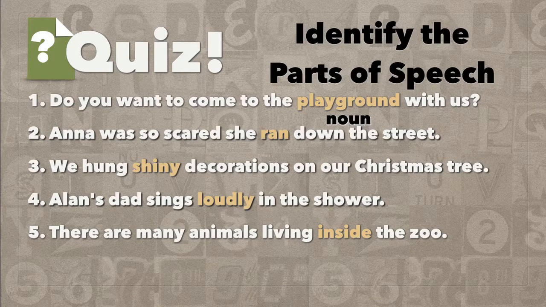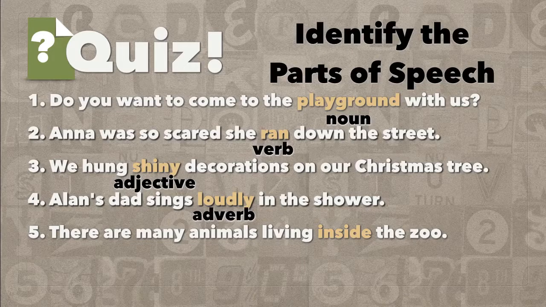Number 2. Anna was so scared she ran down the street. Ran is a verb. Number 3. We hung shiny decorations on our Christmas tree. Shiny is an adjective. 4. Alan's dad sings loudly in the shower. Loudly is an adverb. And 5th, there are many animals living inside the zoo. Inside is a preposition.